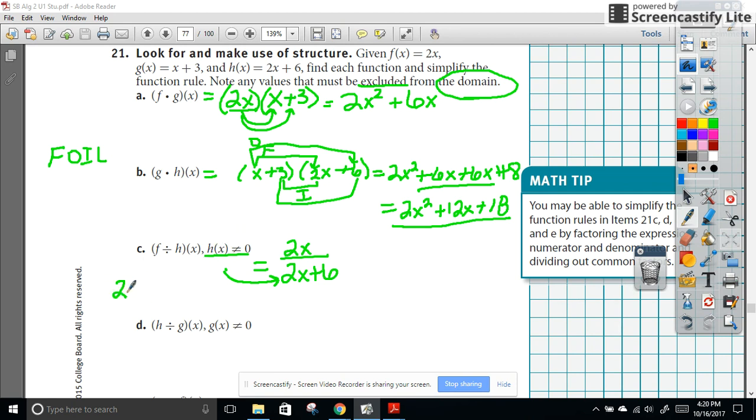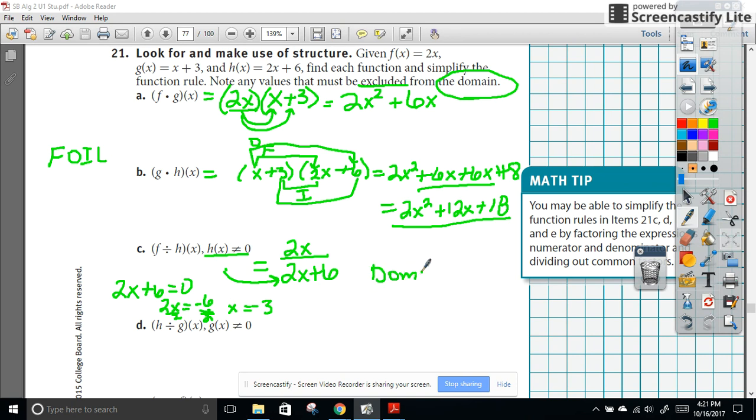So what would make that thing right there be 0? If we subtracted 6 from both sides, we would get 2x equals -6, and then we divide both sides by 2. We would get x equals -3. So if we plug in -3 right there, 2 times -3 would be -6. -6 plus 6 would give me 0. So this is the restriction on the domain.